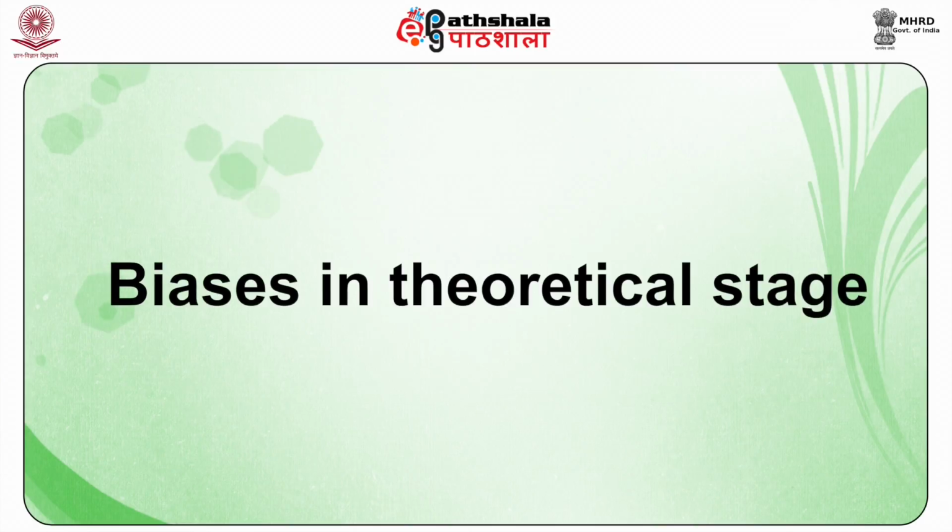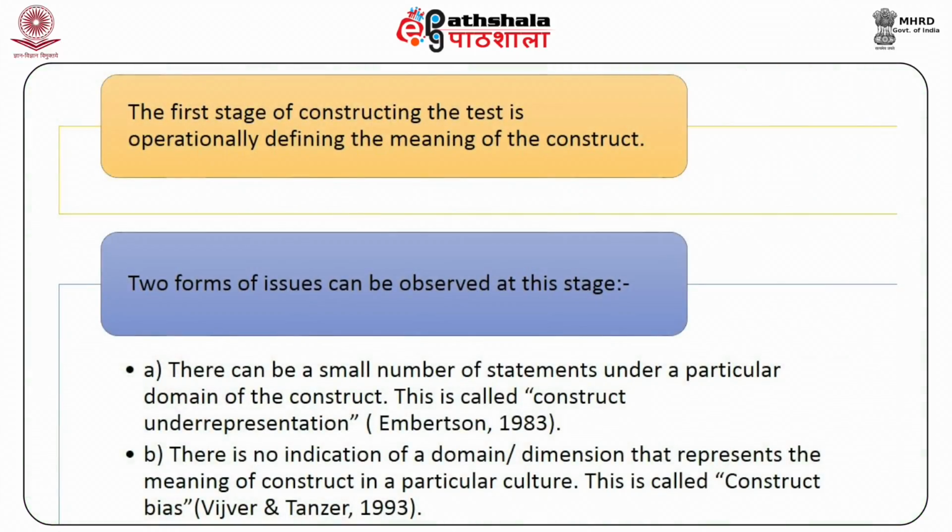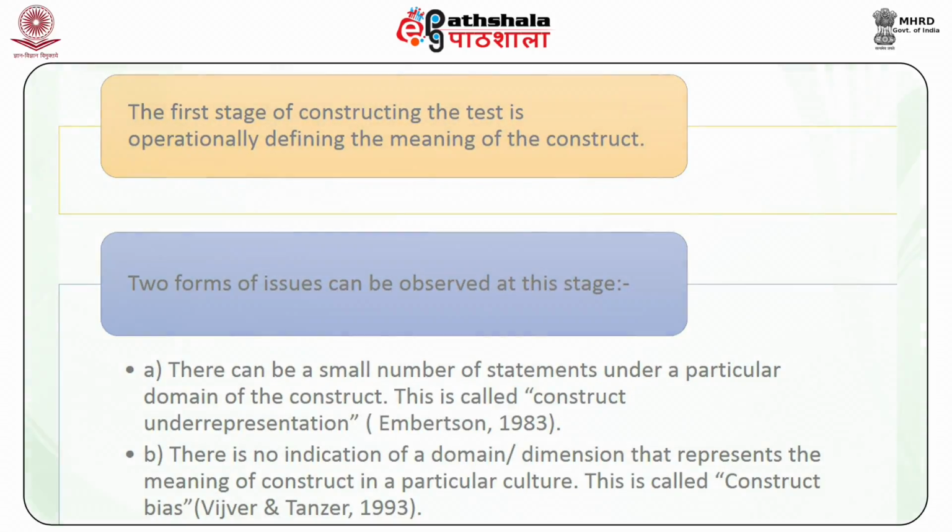A. Biases in theoretical stage. The first stage of constructing the test is operationally defining the meaning of the construct. Two forms of issues can be observed at this stage. A. There can be a small number of statements under a particular domain of the construct. This is called construct underrepresentation, given by M. Burston in 1983. B. There is no indication of a domain or dimension that represents the meaning of the construct in a particular culture. This is called construct bias, by Vijver and Tanzer in 1993.